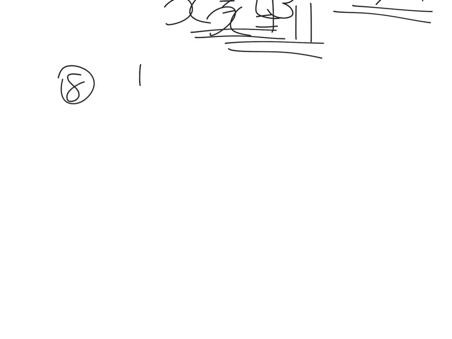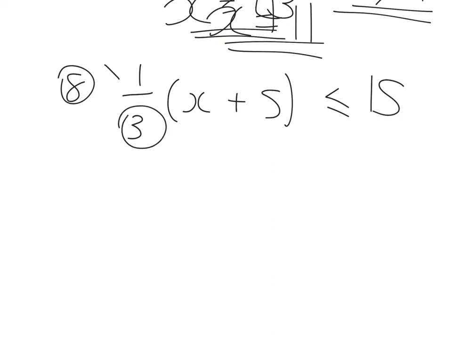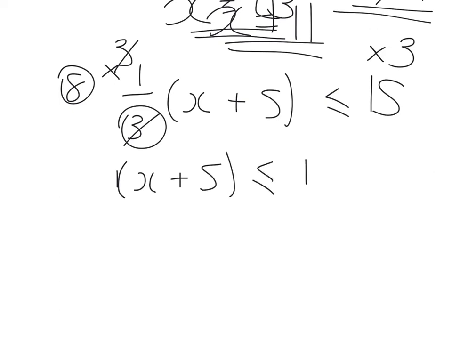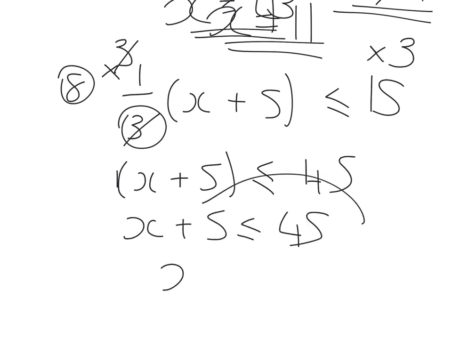Okay, so let's bring in some inequalities with fractions. Example 8: 1/3 of x plus 5 is less than or equal to 15. Multiply that side by 3 and multiply that side by 3. So that will just give me 1 lot of the bracket, x plus 5 is less than or equal to, take your time, 15 times 3, and that's 45. x plus 5 is less than or equal to 45. Bring that across. 45 minus 5 is 40. Final answer, x is less than or equal to 40.